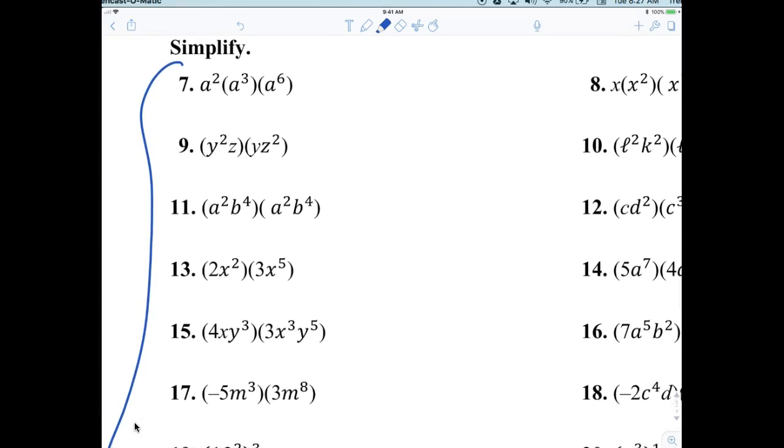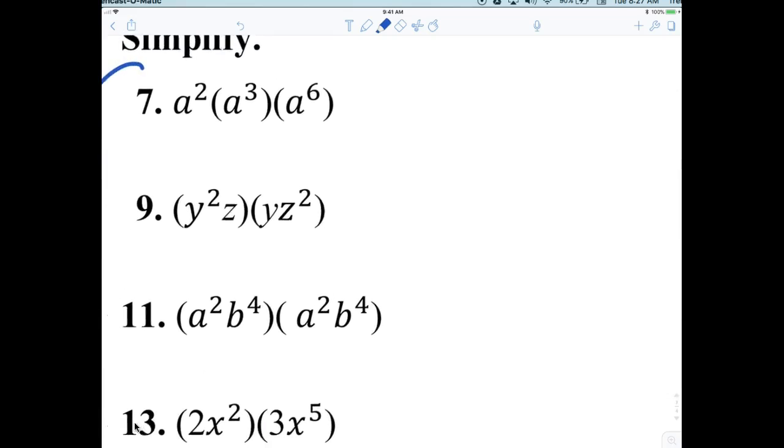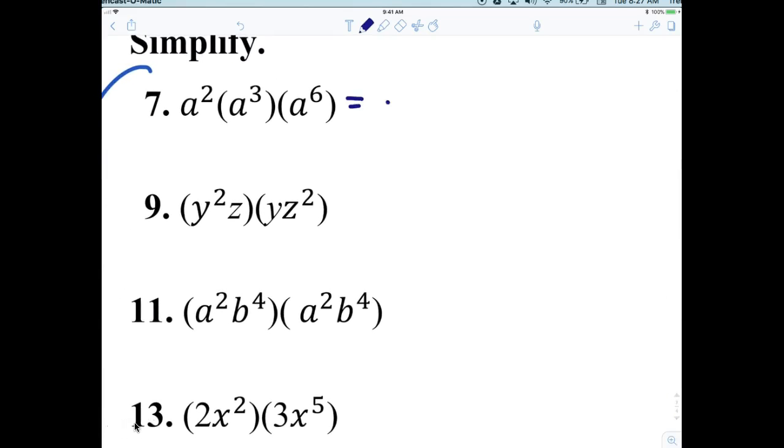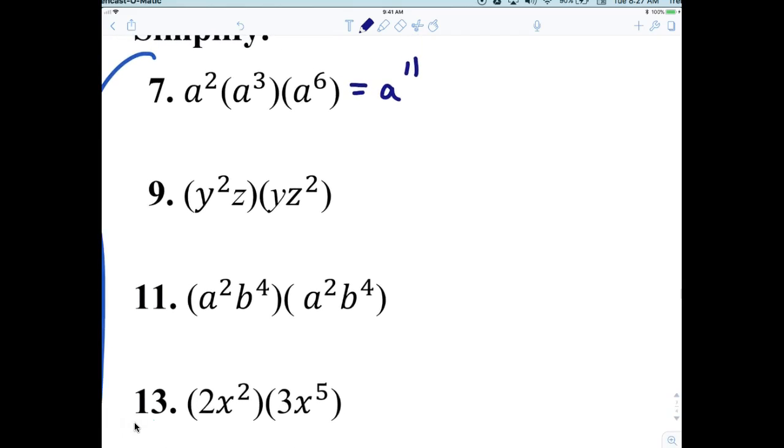All right, we'll just run through these real quick because I don't think they're that hard. All right, number 7. Everybody should be able to tell me that was a to the 11th. It has nothing to do with being born with it. It's just following rules. When you multiply, what do you do? You add exponents. That's it. Come on. All right. How do you know? If you listen to the video, I give a complete explanation of why.